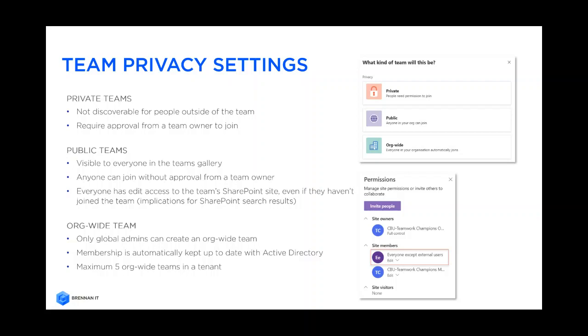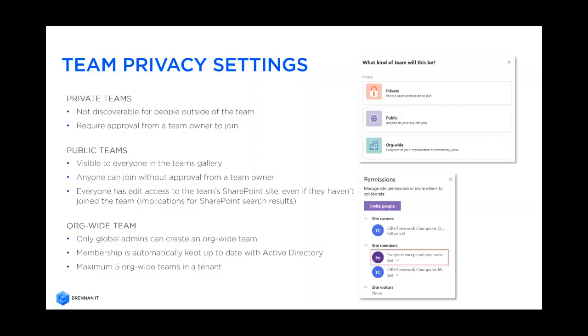It's also important to note that everyone in your organization will have edit access to a public Teams SharePoint site, even if they haven't joined the team yet. So that means you could be doing a search for some content in SharePoint, maybe a document, and if it matches any of the content in that public team, then it'll show up in your search results. That's because the everyone except external users security group gets added into the SharePoint site members group. So it's important to understand that if you want to keep the content more restricted.